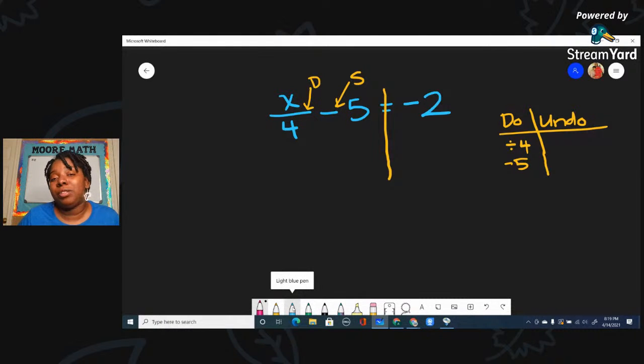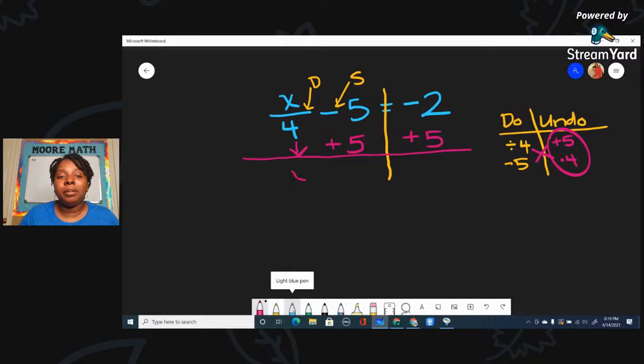So you're going to work backwards, right? The last thing you did is the first thing you're going to start with. So instead of subtracting 5, I'm going to add 5. And instead of dividing by 4, I'm going to multiply by 4. And these are our 2 steps to solve the equation. This is why they call it a 2-step equation. All right, step 1 says, add 5 to both sides.